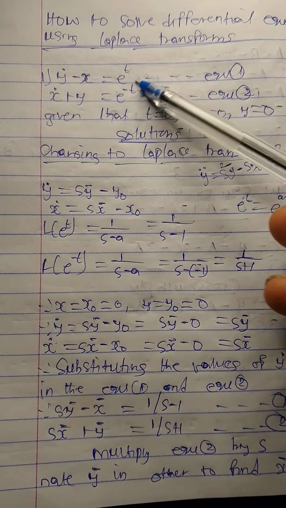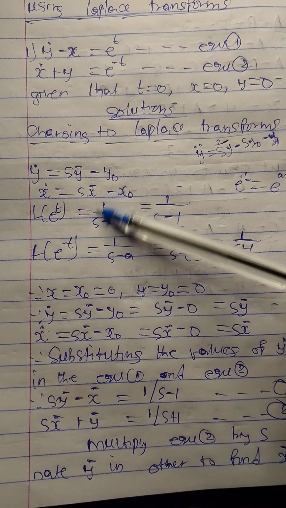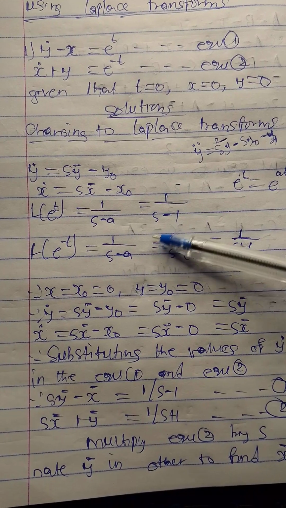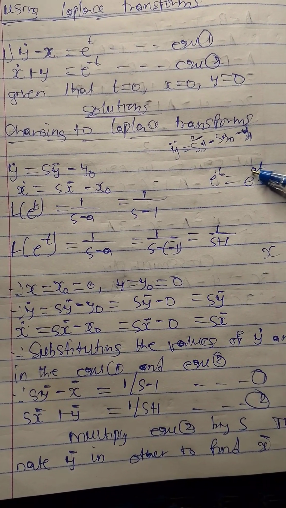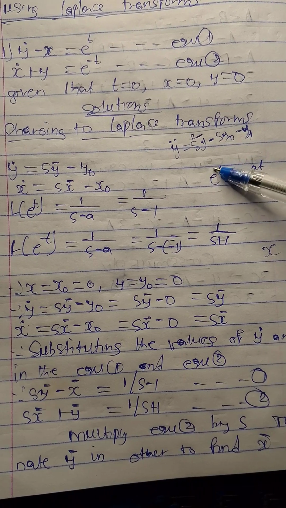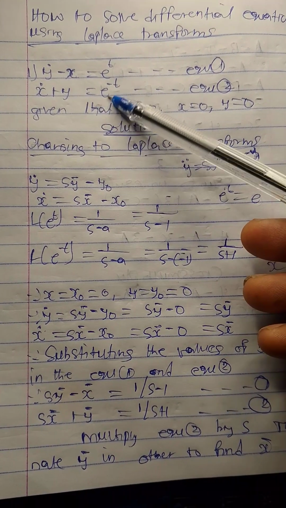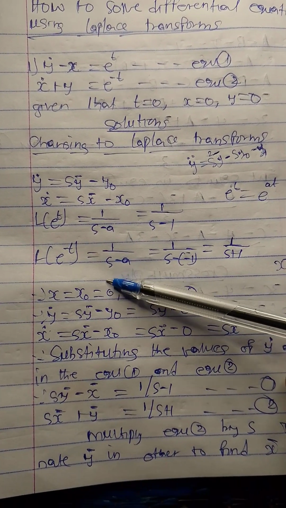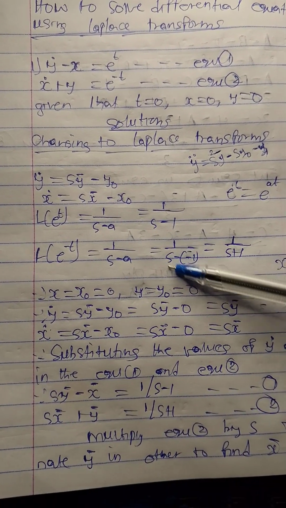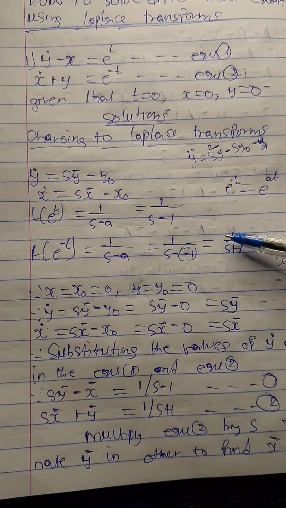Okay, so we have to find the Laplace of e raised to power t. The Laplace of e raised to power at is in the form of 1 over s minus a. You know that this exponent is the same thing as e raised to power at, where that invisible a is 1 here, so that becomes 1 over s minus 1. So let's find the Laplace transform of e raised to power minus t. It is also in the form of 1 over s minus a, which is 1 over s minus bracket a is minus 1. That becomes 1 over s plus 1.